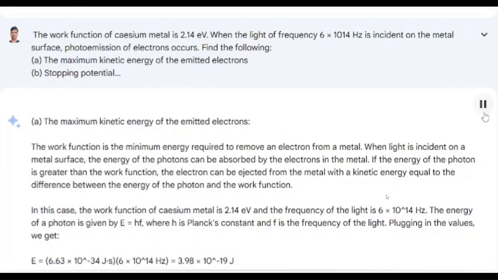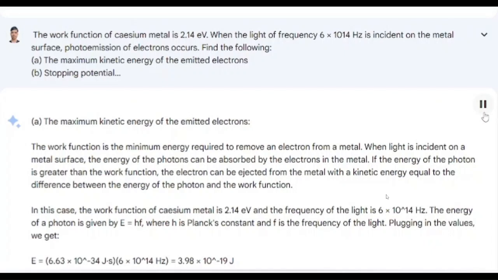A. The maximum kinetic energy of the emitted electrons. The work function is the minimum energy required to remove an electron from a metal. When light is incident on a metal surface, the energy of the photons can be absorbed by the electrons in the metal. If the energy of the photon is greater than the work function, the electron can be ejected from the metal with a kinetic energy equal to the difference between the energy of the photon and the work function.